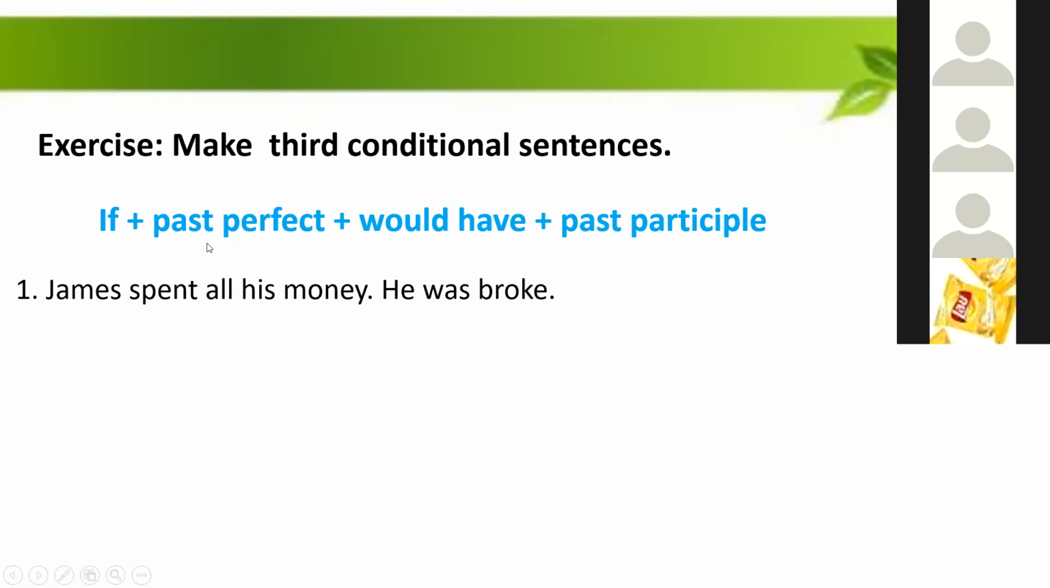Again, our structure is if plus the past perfect tense plus would have plus past participle. Okay, we have here, James spent all his money. He was broke. Okay, so what will be your third conditional? Who can answer this? James spent all his money. He was broke. So what will be your third conditional in this sentence?